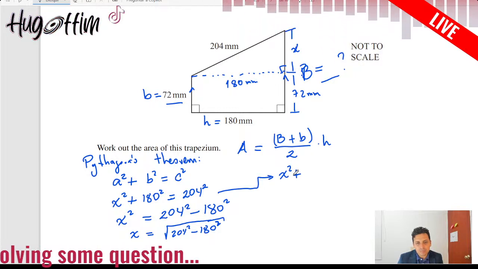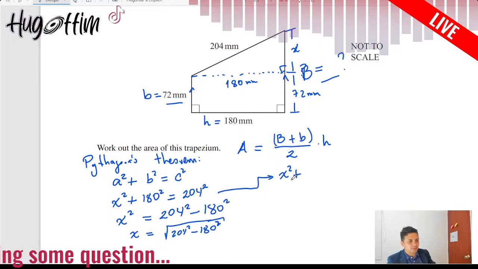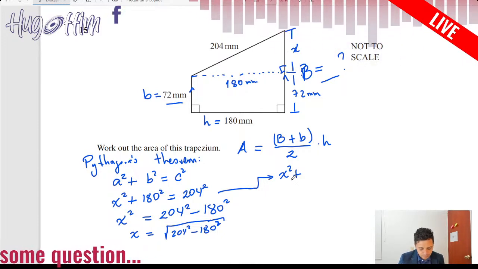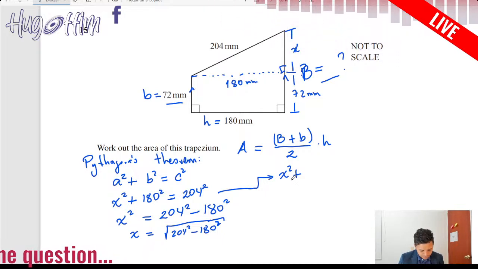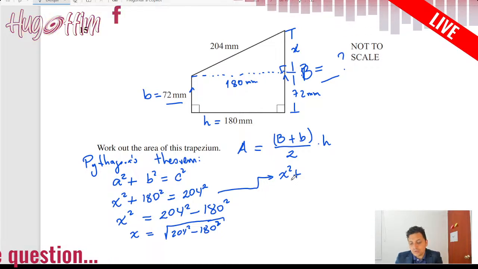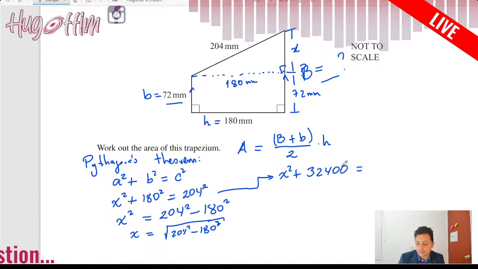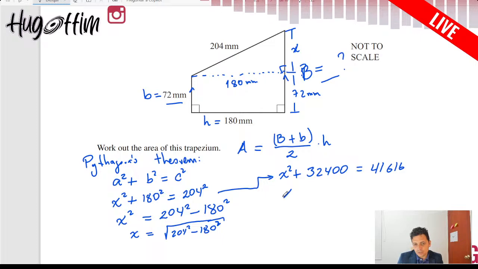So x squared plus... I'm going to need a calculator here. I don't have a calculator at hand, so I'm going to use a calculator here. 180 to the second power is 32,400, equal to 204 to the second power, 41,616. So you can just subtract.